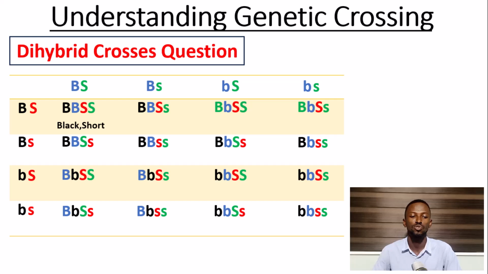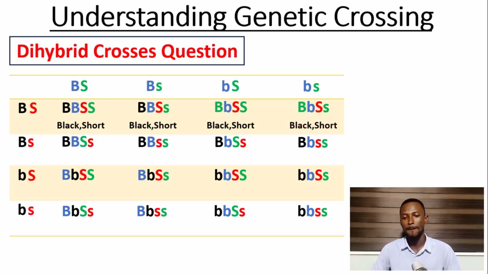A black short fur. What about the next one? What do you think it should be? Capital B. Since there is even one capital B there, it means it's going to be black. And there's one capital S over there, which means it's going to be short. So that is a trick: if you see one capital B, go for black, and if you see one capital S, go for short. So let's do the next one. The next one is going to be a black short guinea pig, and the fourth one is also going to be black short.